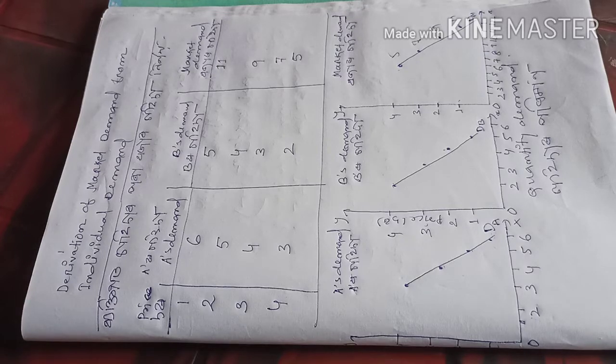The question will come for 6 marks. How is market demand derived from individual demand? Explain.